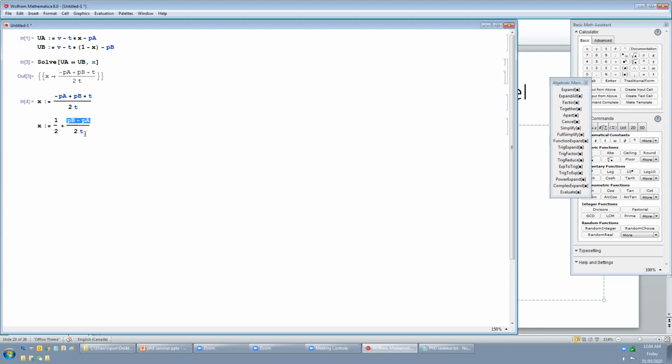And then in the denominator, there's a 2t. There's a t. That means when t increases, so the taxi ride becomes more expensive, then the difference PB minus PA would need to be larger in order for the indifferent customer to shift to the right or to the left.